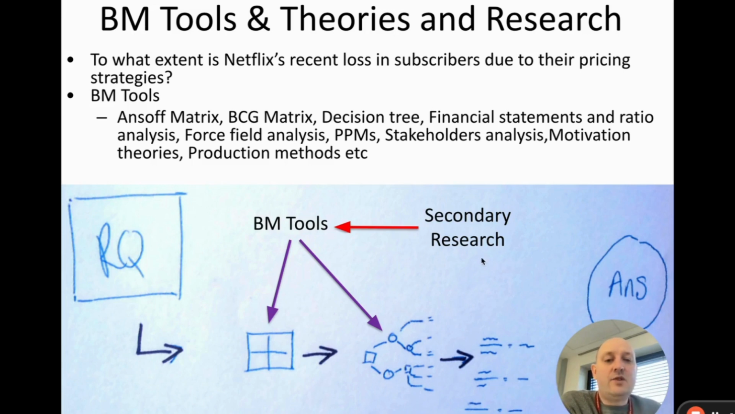So you're going to collect secondary research, and then you're going to use BM tools in order to answer the research question. What are the BM tools, terms, and theories? Well, these are some examples from the syllabus: Ansoff matrix, BCG matrix, decision tree, etc., and of course financial statements, which are generally pretty important overall.